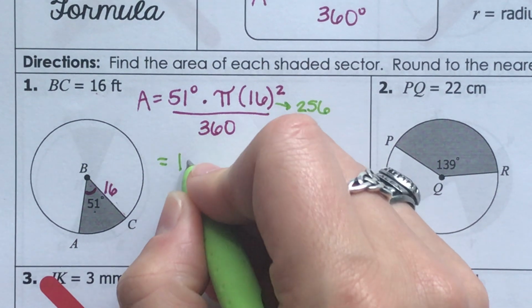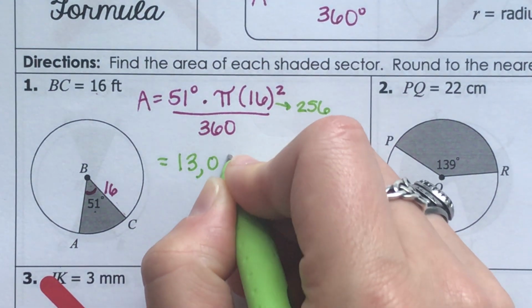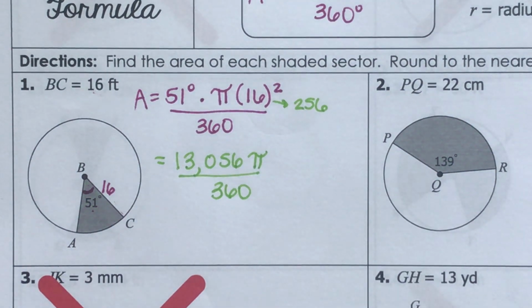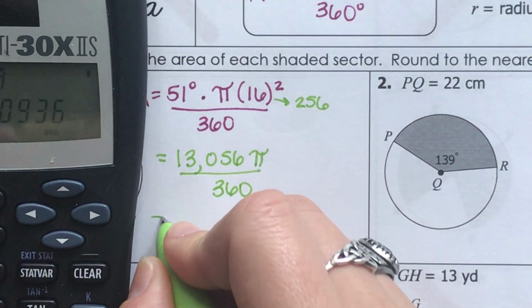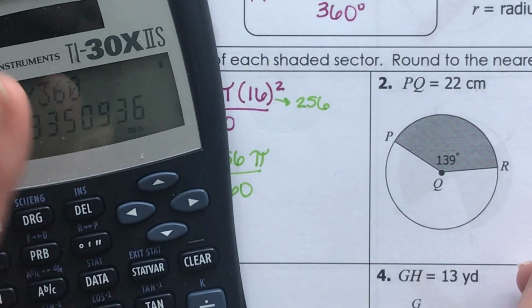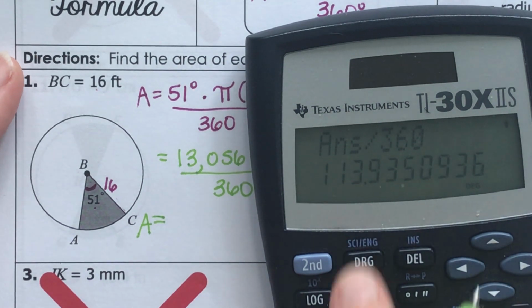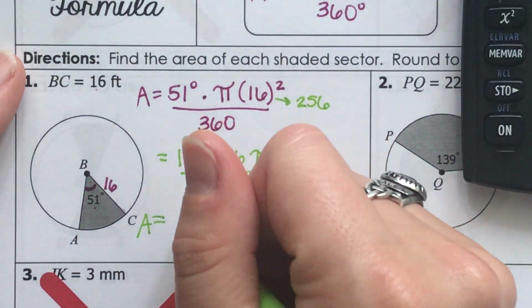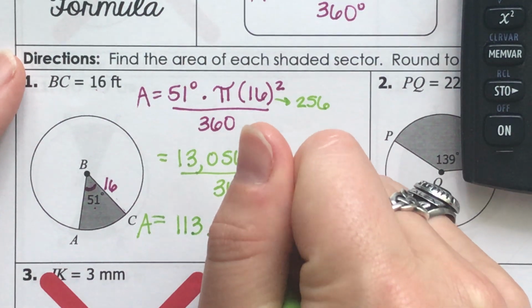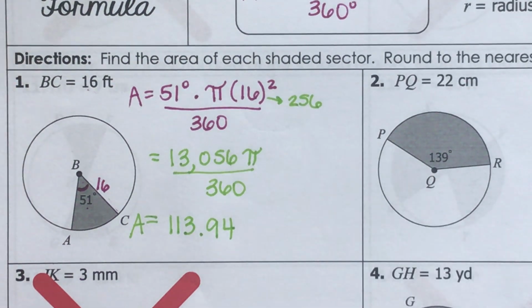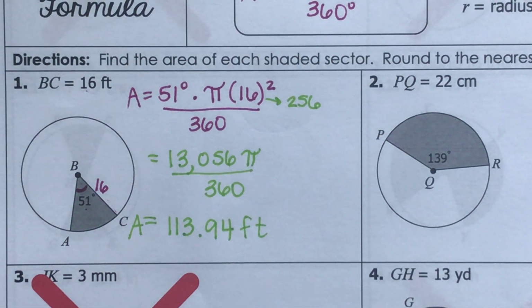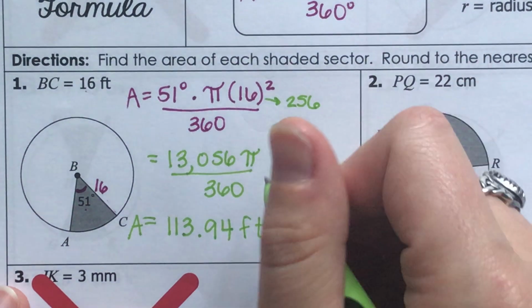I get a huge number, 13,056 pi over 360. So now I just take that number, I multiply it times pi, and I divide it by 360, and rounding it to the nearest hundredth, my area is equal to, so the number after the 3 is a 5, so I'm going to round it up to be 94. So it's 113.94. Now, when we talked about length before, if we were just talking about length, we would be saying feet. But since we're talking about the area of something, it is feet squared.